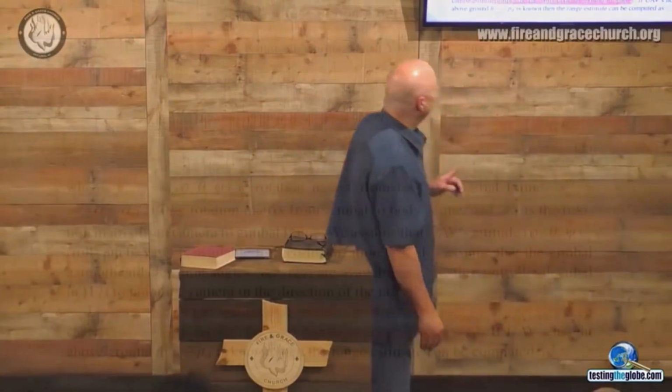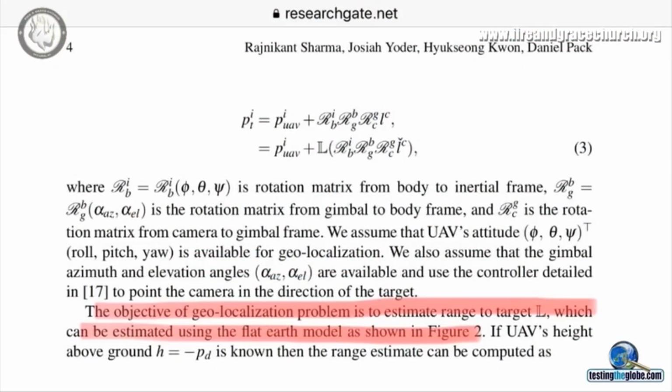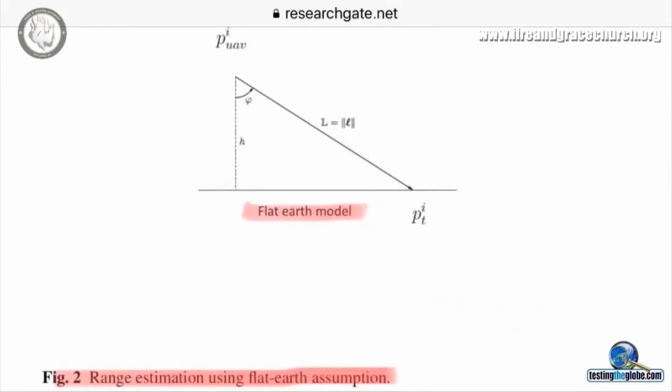And what do they say? It says the objective of geolocalization problem is to estimate range to target, which can be estimated using the flat Earth model shown in figure 2, which would be this little thing right here. Range estimation using flat Earth assumption. Unmanned vehicle targeting manual from the United States Air Force Academy.